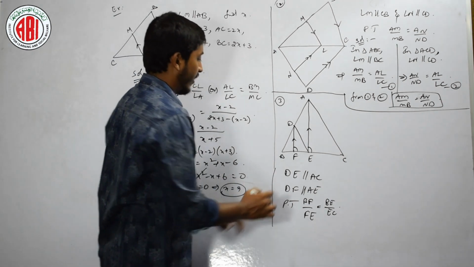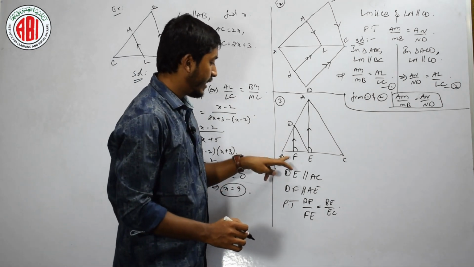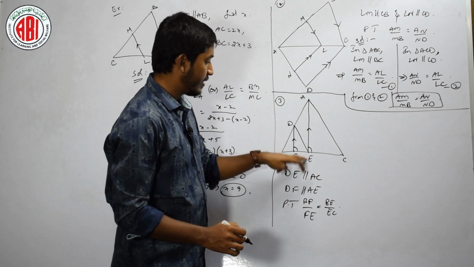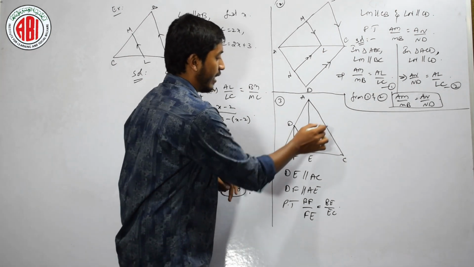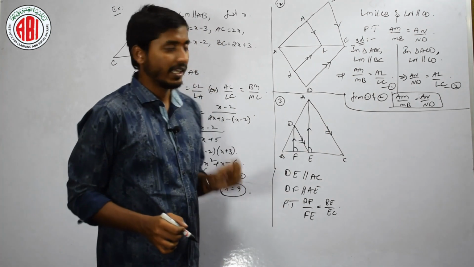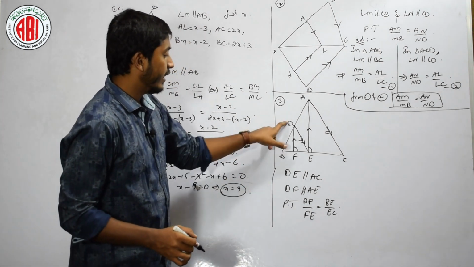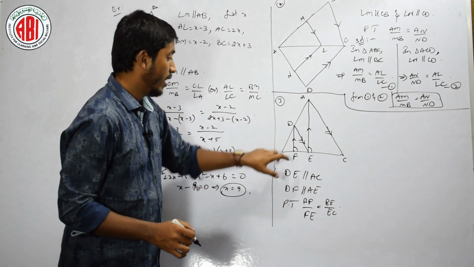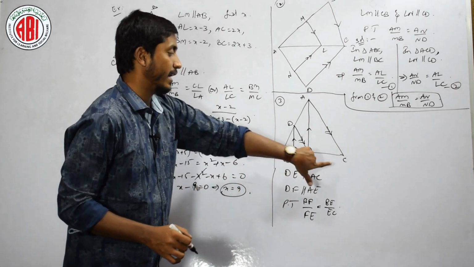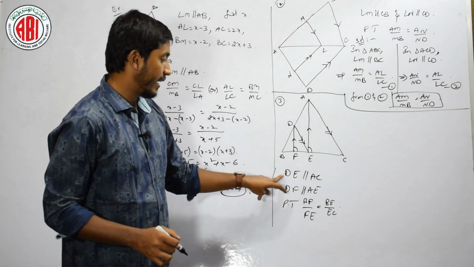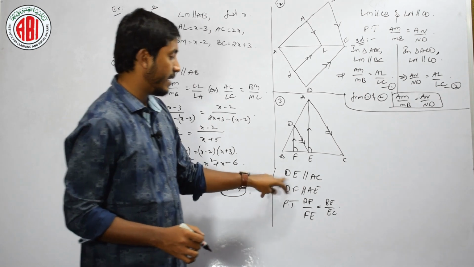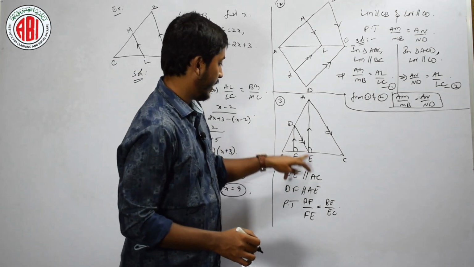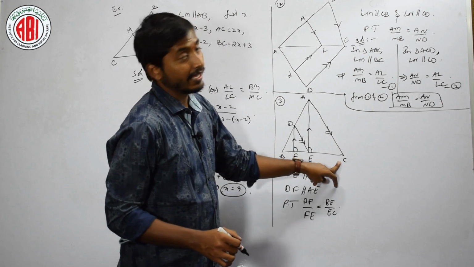Here in this figure they gave that DE, where is DE? This DE is parallel to AC, right? And one more thing is DF is parallel to AE. Then he is asking us to prove BF by FE is equal to BE by EC, right? Let us take the first condition, that is DE parallel to AC. In which triangle is it?